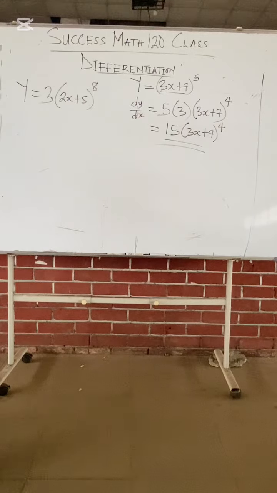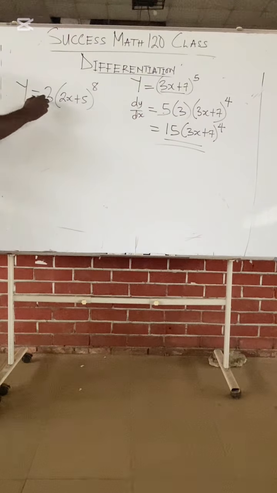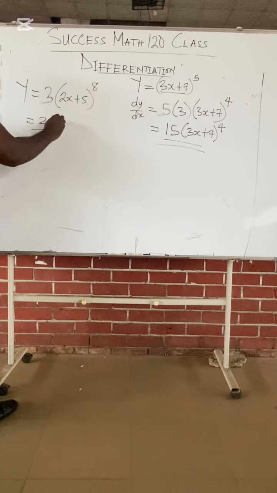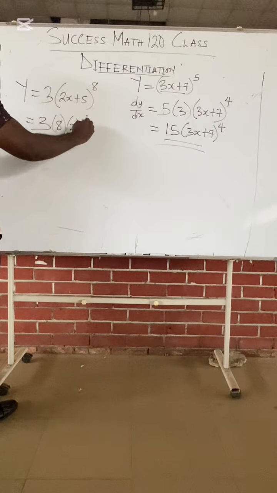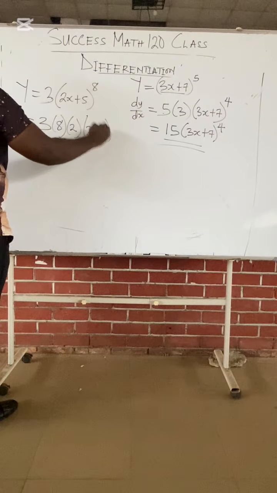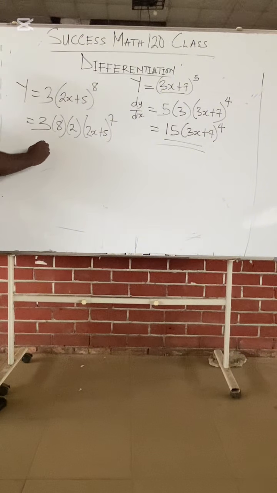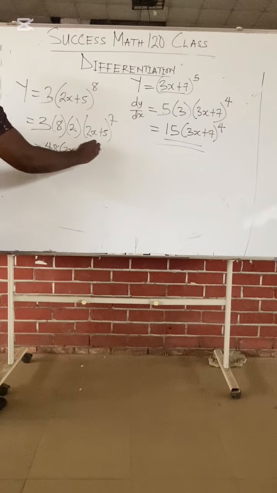How do you differentiate this, class? Nothing should happen to this 3. Bring down this 3 and apply your normal rule. What's your first rule? Bring down the power 8, right? Step 2, differentiate what's in the bracket. You have 2. Repeat the bracket, 2x plus 5. Subtract 1 from the power, you have 7. 3 times 8 is 24, times 2 is 48, into bracket 2x plus 5 raised to power 7.